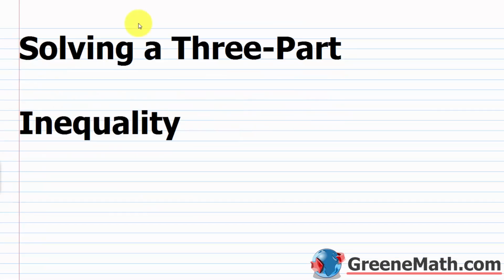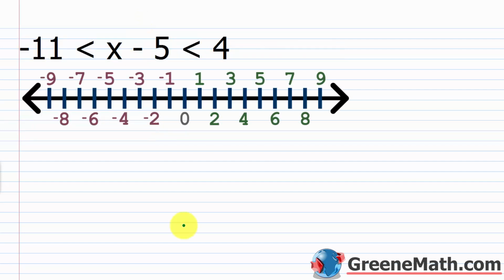In this lesson, we want to review solving a 3-part inequality. So in the last lesson, we reviewed how to solve any linear inequality in one variable. In this lesson, we just want to talk a little bit about 3-part inequalities and set the stage for our next lesson where we're really going to start talking about compound inequalities. So if we have something like negative 11 is less than x minus 5, which is less than 4, how could we solve this for x?